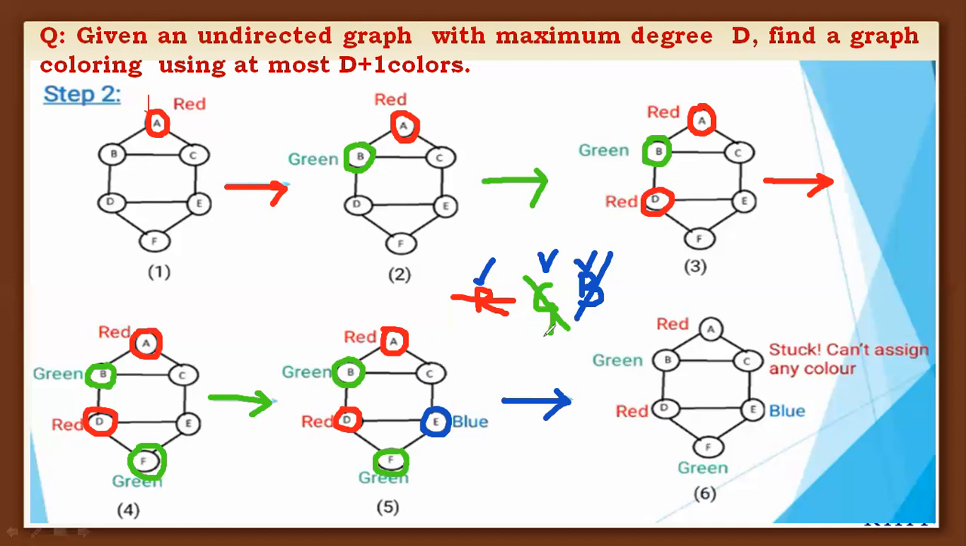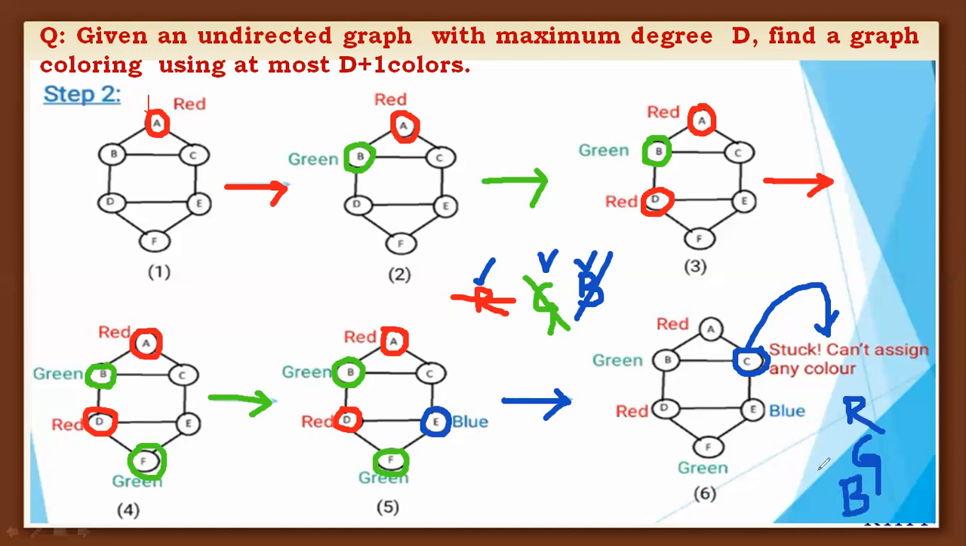Hence, what will happen? We have been stuck here. Where are we stuck? We have been stuck at vertex C. Once you are stuck here, what will happen? You cannot assign any color. You cannot assign red color, you cannot assign green color, you cannot assign blue color.